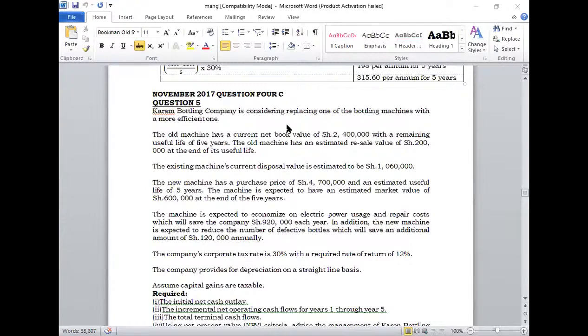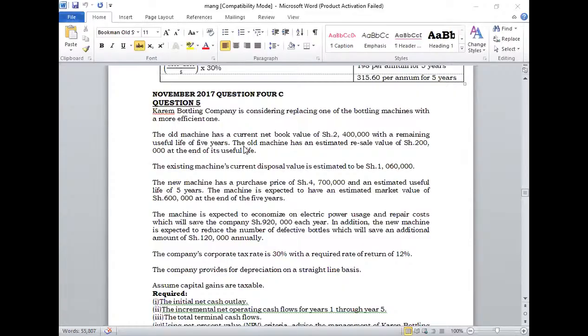more efficient one. The old machine has a current net book value of 2.4 million with a remaining useful life of 5 years. The old machine has an estimated resale value of 200,000 at the end of its useful life. The existing machine's current disposal value is estimated to be 60,000.